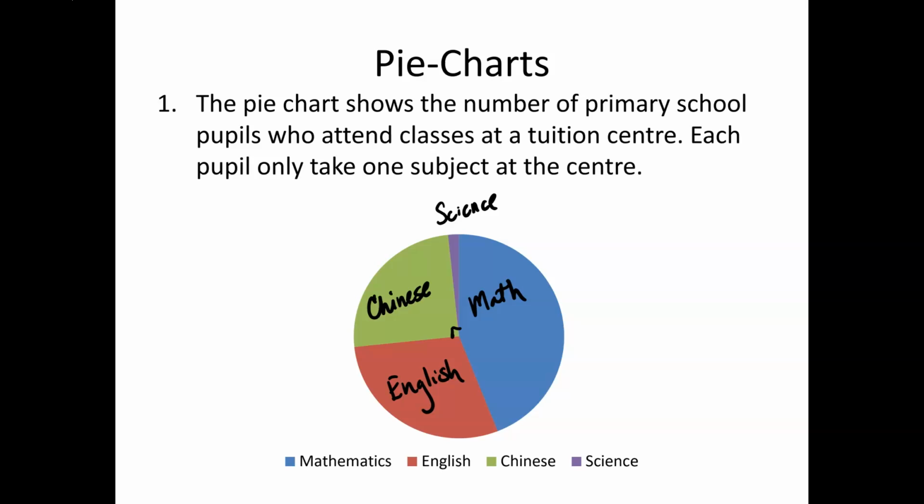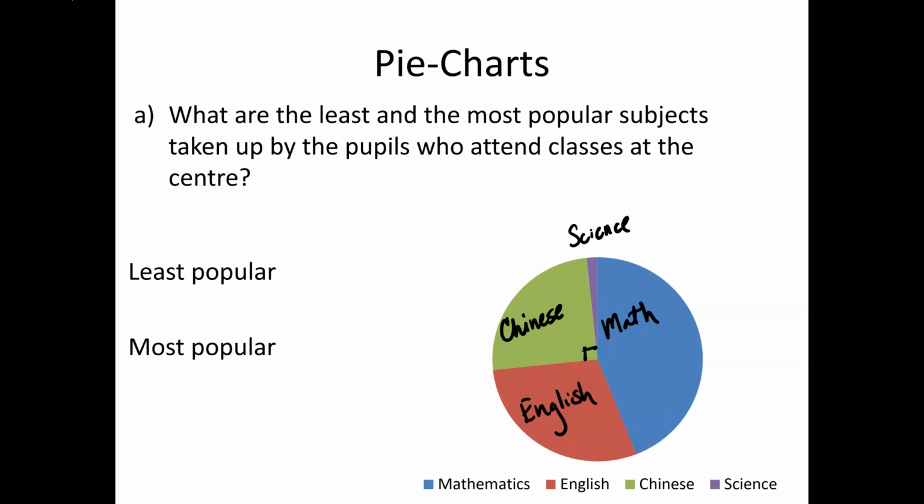Number 1 says, the pie chart shows the number of primary school students who attend classes at a tuition center. Each pupil only takes one subject at the center. And your first question says, what are the least and the most popular subjects taken up by the pupils who attend classes at the center? And we can tell that just by looking at the graph. Obviously, math has the big chunk, science has the little chunk. So our answers would be math and science for most and least popular.